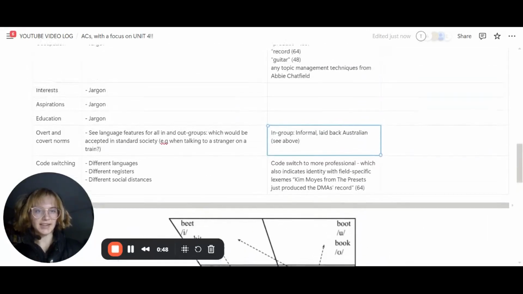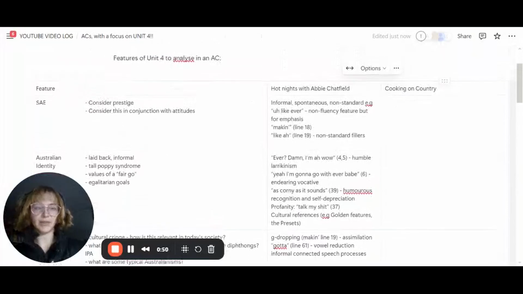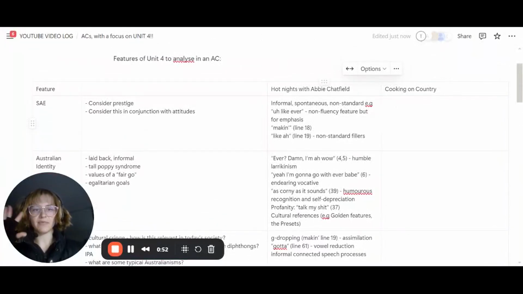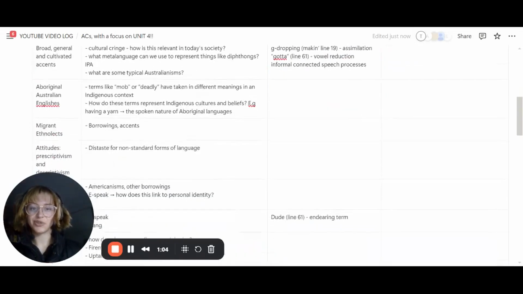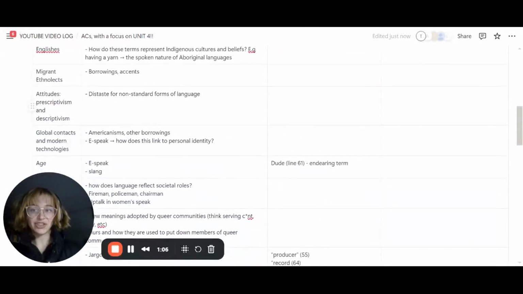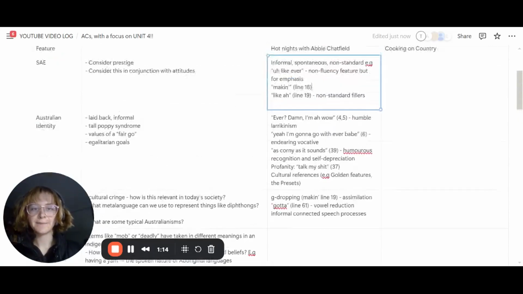Yes, Hyde is also very informal. He's talking about his experiences, so it's very informal, spontaneous, and non-standard. So things like non-fluency features, but for emphasis, G-dropping, and non-standard fillers, all of this is non-standard Australian English, which also links to their attitudes being more likely descriptivist rather than prescriptivist, right? Because otherwise they'd be using standard Australian English.